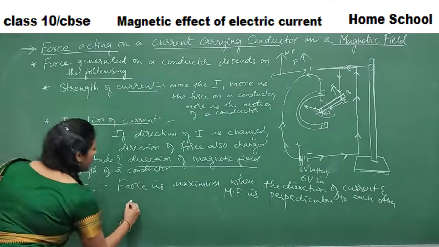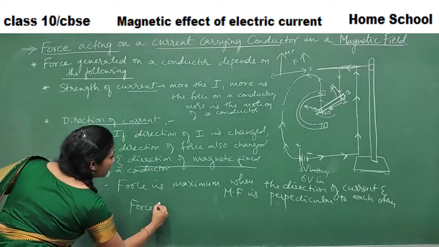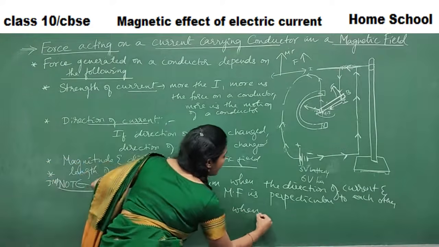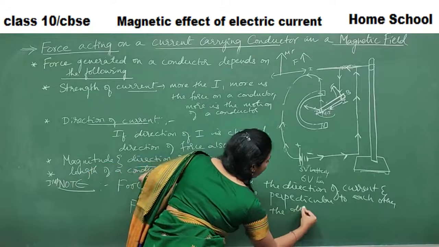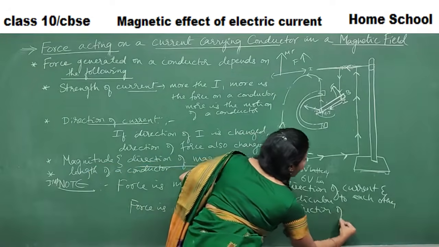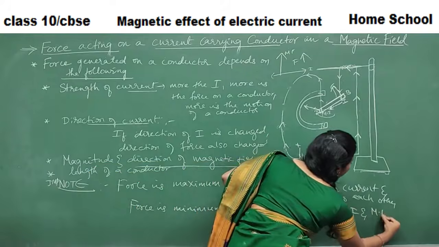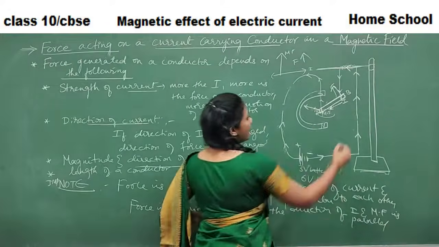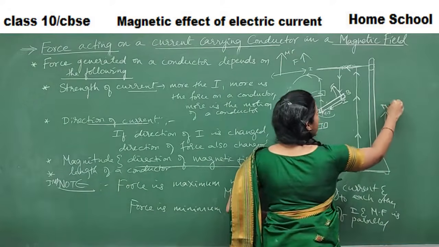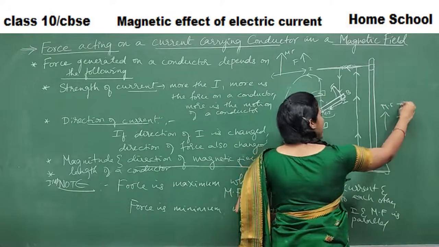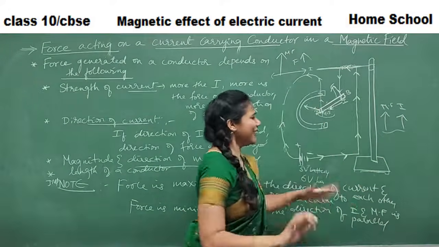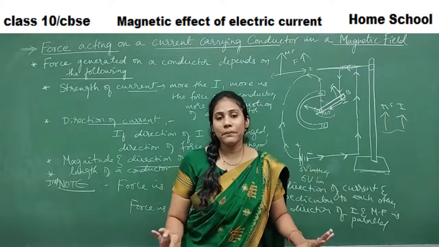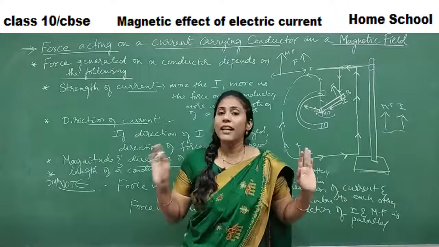And another point is force is minimum when the direction of current and magnetic field is parallel. Okay, say for example, this is the direction of magnetic field. If current is also moving in the same direction, force is created, but the force is very much negligible. Okay, force is very much minimum. Less amount of force is created on a conductor.